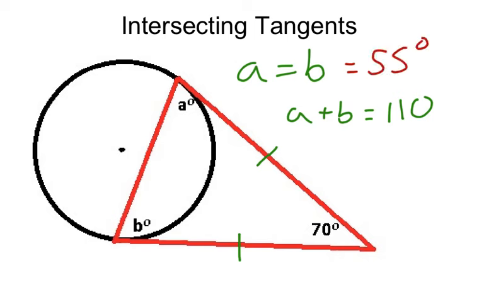So we have an isosceles triangle there. That's what we get most of the time. We get an isosceles triangle. So the two base angles here and here are the same.